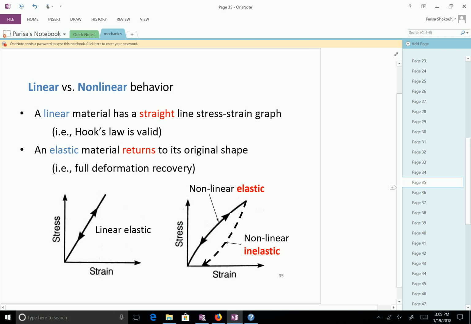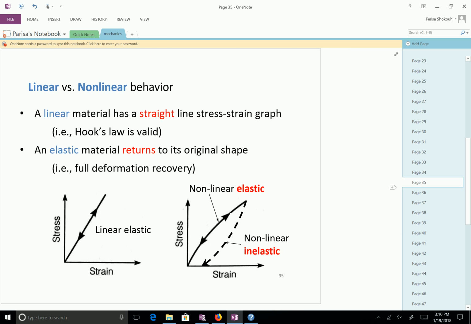How about linear versus nonlinear? Well, that's kind of clear. If the relationship is a straight line, it's linear. If it is not a straight line, it's nonlinear. If it's not a straight line like the one you see here, this is definitely not a straight line. But it goes back on the same curve if you unload. So it's still elastic. If it doesn't go back, and it's not a straight line, it is nonlinear and inelastic.